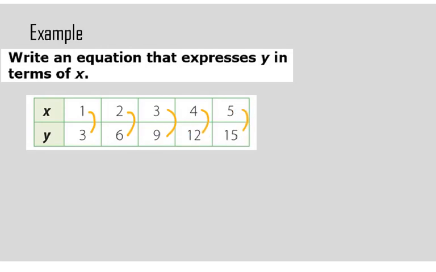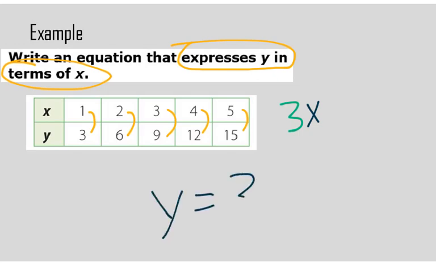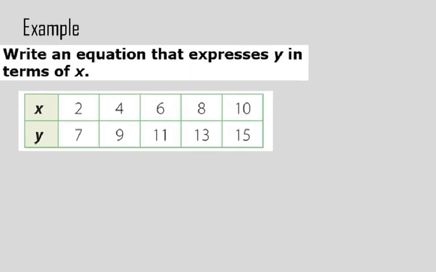So what we have determined is this is a multiplicative relationship, and since they're all times 3, that is going to be our coefficient. We're multiplying 3 times the x. And in equation format, we're going to express the y in terms of x. Therefore, y is equal to 3x. Whatever we plug in for x, we multiply it times 3, and we will get this table. That's a multiplicative relationship.